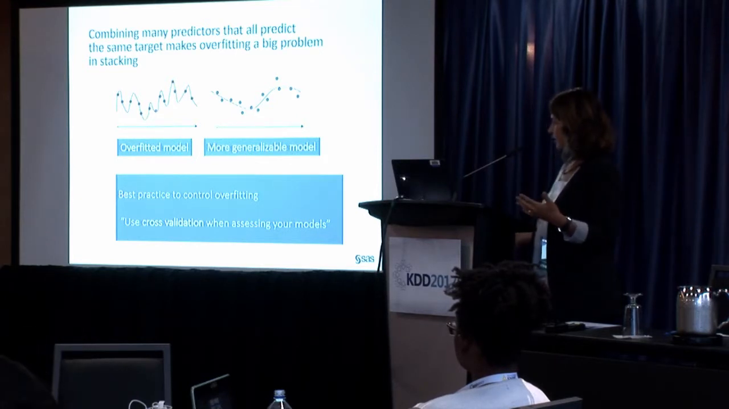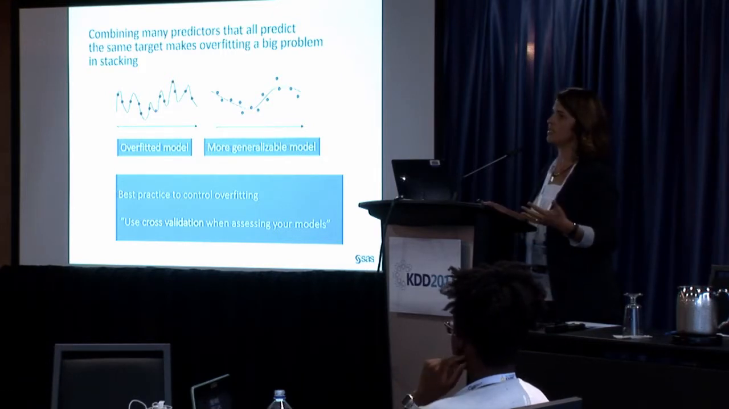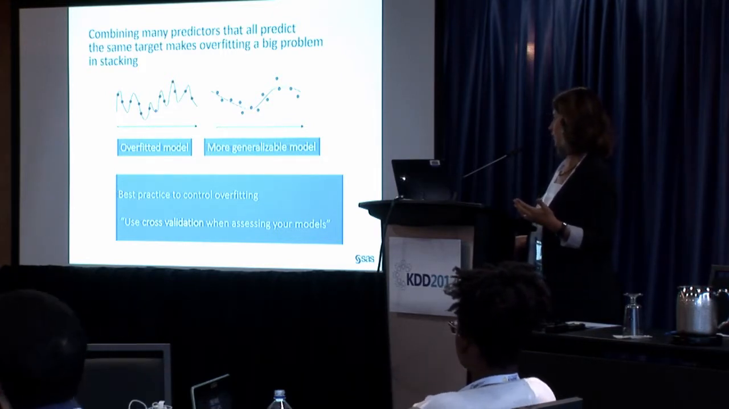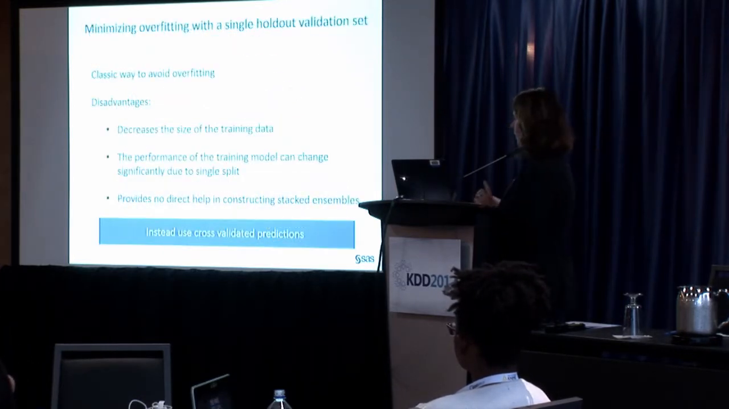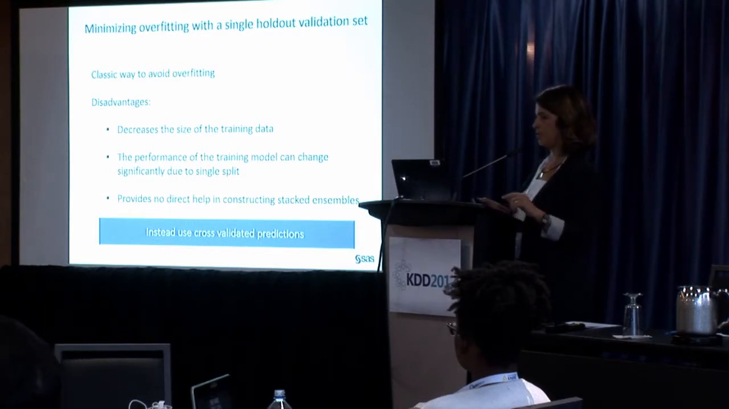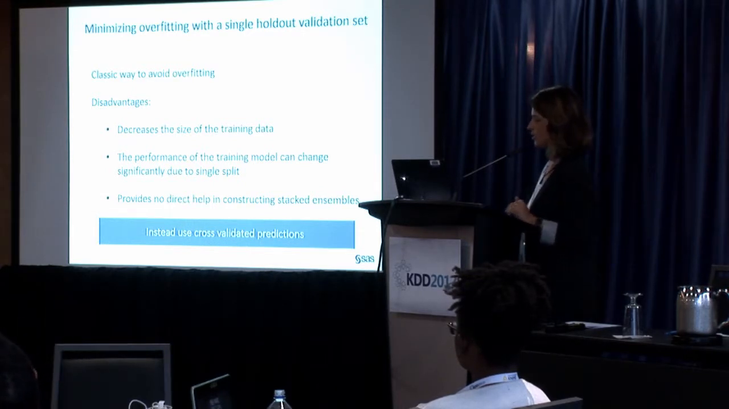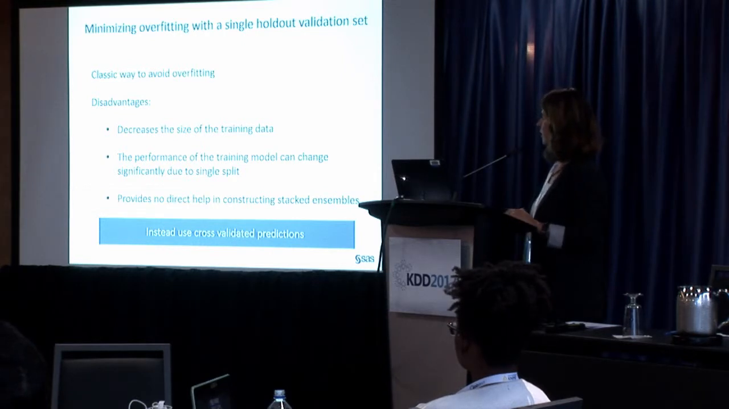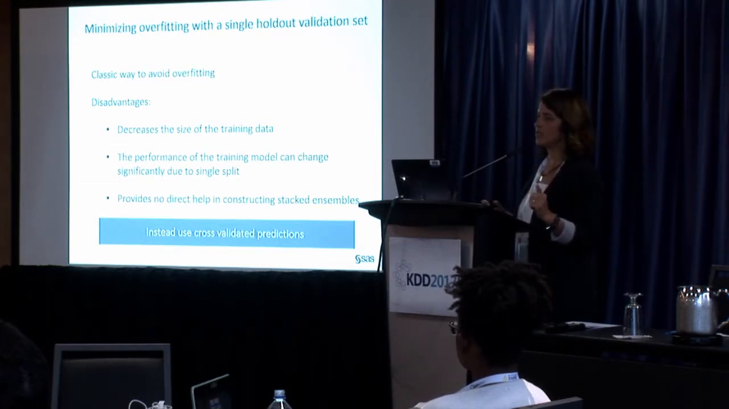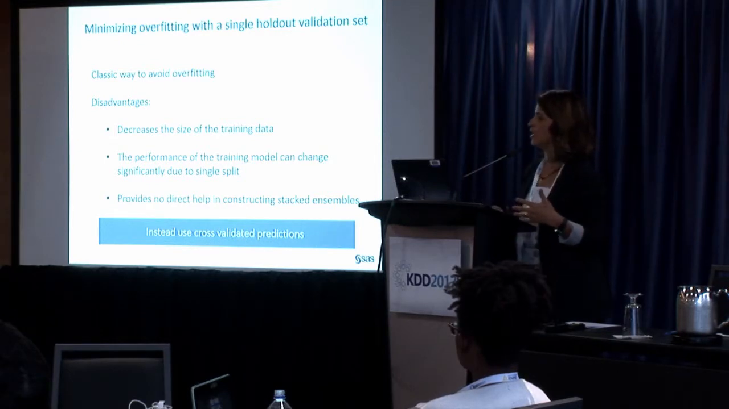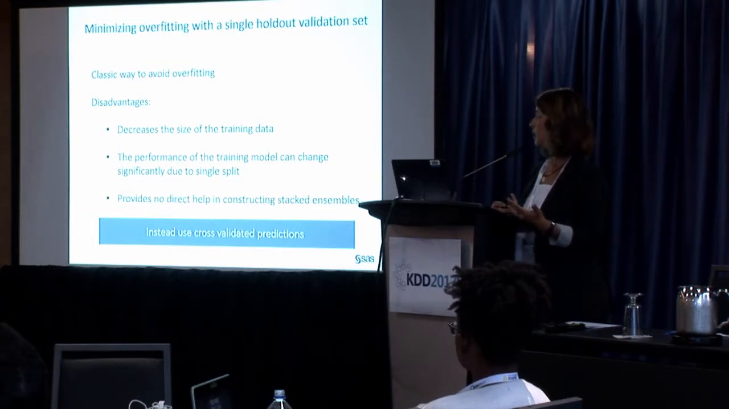And other than using different models, a best practice to control overfitting is to assess your models by using cross-validation. And on the next slide, I will talk more about that. But before that, the classical way to minimize overfitting is to use a single validation set. It is a reliable method to assess models, especially if this is your final model. And this has been the main technique we use in our SAS data mining product, SAS Enterprise Miner, since its inception.